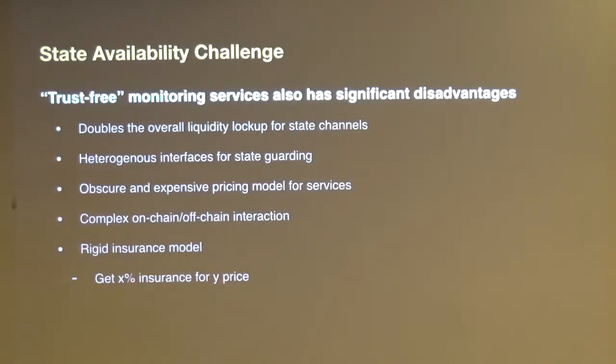And it creates very heterogeneous interfaces for state guarding, because sometimes it's very hard to even reason what is the value underlying a particular state. It creates a very obscure and expensive pricing model for these kinds of services and extremely complex on-chain and off-chain interaction. For every state guarding request, you need to incur a certain on-chain transaction cost. And at the end of the day, what it really provides is a very, very rigid insurance model. You basically get X percent back for Y price, and that's it. As long as X percent is not 100%, you always suffer from this collusion attack potential.